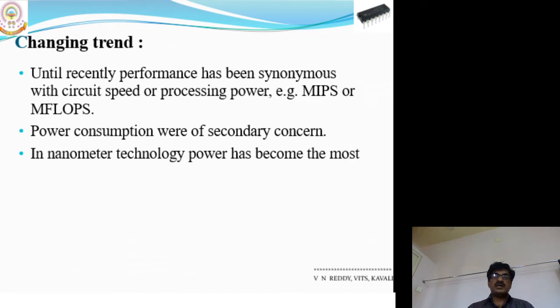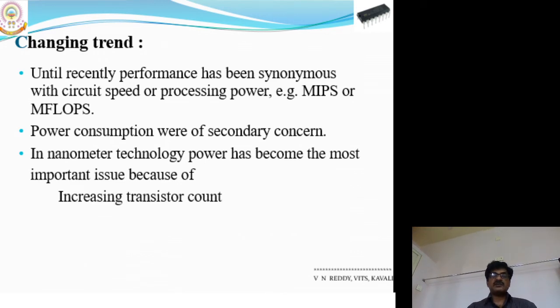Why? Because of submicron technology, and submicron means nanometer technology. In submicron technology, what happens? Because of reducing the size of the device, a larger number of devices can be placed within a given area. So the power dissipation per unit area is large. The power density is large. That is the reason why we need to concentrate on the reduction of power.